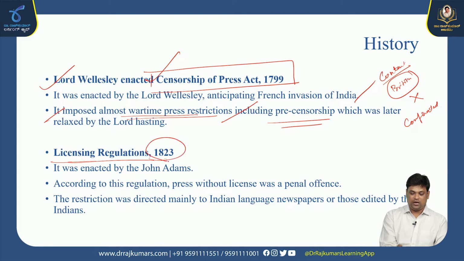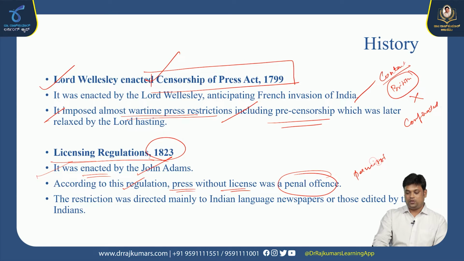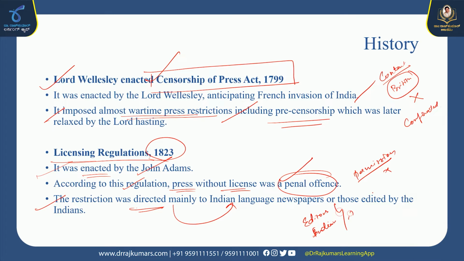Licensing Regulation in the year 1823. It was enacted by John Adam. According to this regulation, running a press without a license was a penal offence. If anybody wanted to run a press in India, they needed to get permission, that is a license. Without a license, running a press comes under penal offence. The restriction was directed mainly at Indian language newspapers, because Indian editors started criticizing the policy of the British without having a license. So they wanted to regulate the licensing of the press in India.